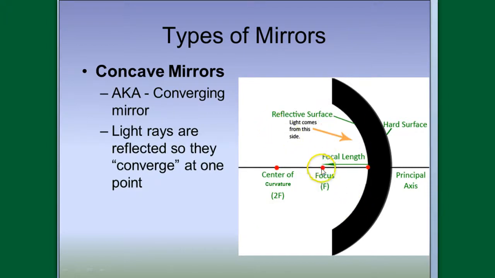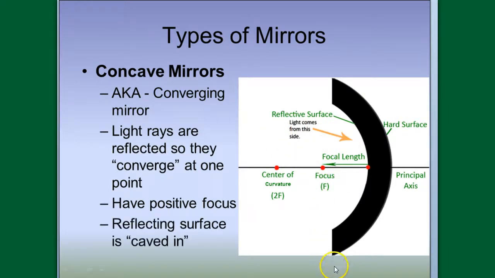That point is the focus if all the light rays come in parallel to each other. Converging mirrors have a positive focus. Important thing to know, I would circle that if I were you and write in your notes that a positive focus means that the focus is on the front side of the mirror. So this is the reflective surface here. All the light is on this side and the focus is on the front side of the mirror. And remember that concave means the reflective surface is quote unquote caved in.